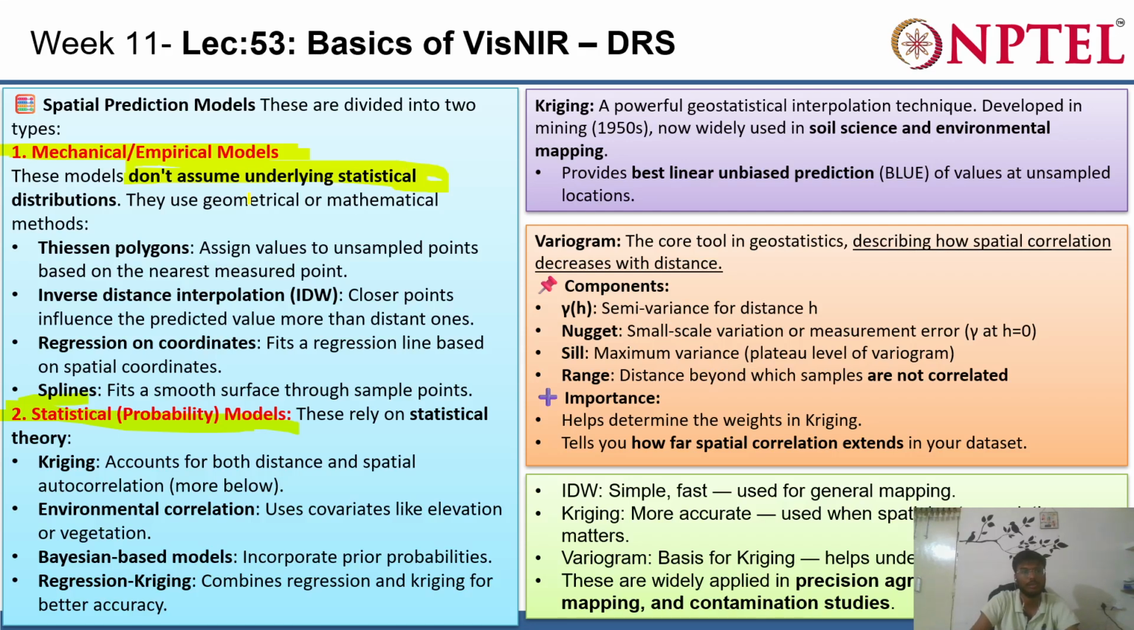So they use geometrical or mathematical methods. For example, Thiessen polygon assigns values to an unsampled point based on the nearest measured point. Second one, inverse distance interpolation, where closer points influence the predicted values more as compared to distant ones. Then regression on coordinates fits a regression line based on the spatial coordinates. And splines fit a smooth surface through sample points.